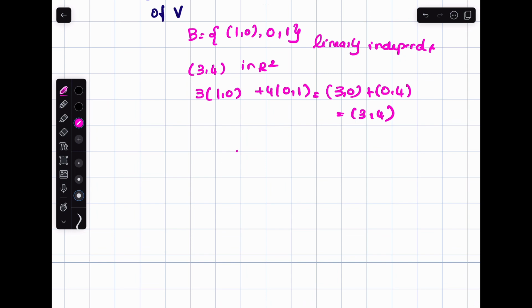Therefore I can conclude that the set B = {(1, 0), (0, 1)} forms a basis for R square. It is a minimal generating set because removing either vector would result in a set that does not span R square, and it is linearly independent. Any vector if I remove from B, I cannot generate the whole space.